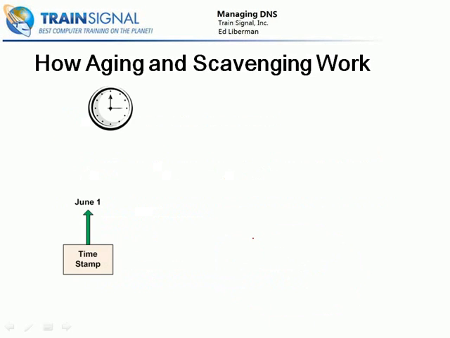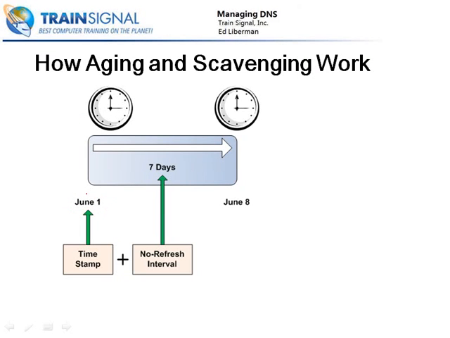Okay, first we have a client that goes ahead and registers its record with the DNS server. So here, June 1st, the client has said, "Hey DNS server, here I am, please make a note of it." On that record, there's that timestamp. Then we have the default 7-day no refresh interval. Now, this is a period of time where the DNS server is not willing to accept any refreshes on that record.